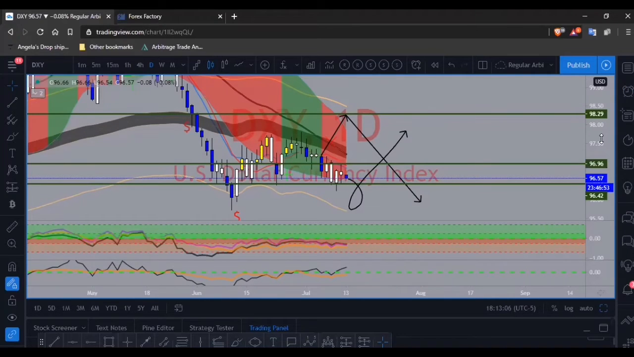So any questions on the DXY, on the US dollar, before we get into any other pairs, like any of the currency pairs?